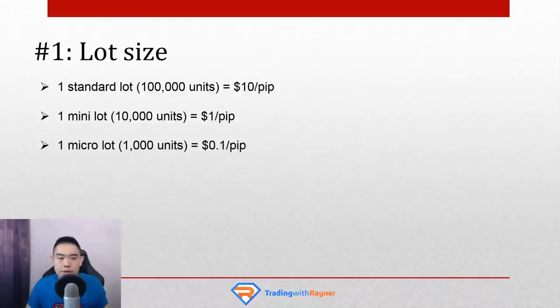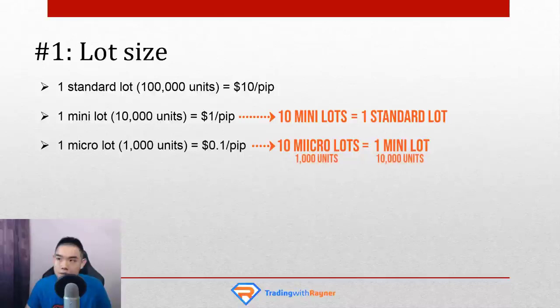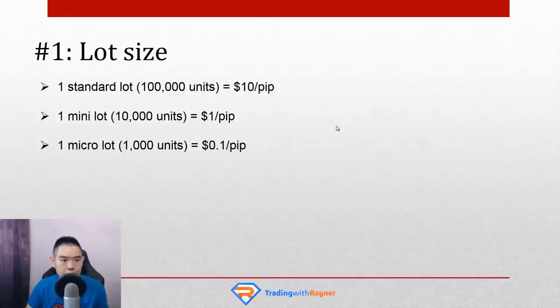One thing to point out is that 10 mini lots is equivalent to one standard lot. Because if you look at this, 10,000 units multiplied by 10 is 100,000 units. So in other words, 10 mini lots is one standard lot. Needless to say, 10 micro lots equals 1 mini lot. 1,000 units multiplied by 10 gives you 10,000 units. So 10 micro lots is 1 mini lot as well. Bear this in mind.